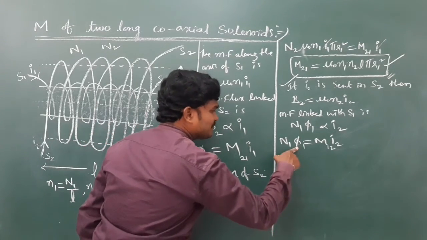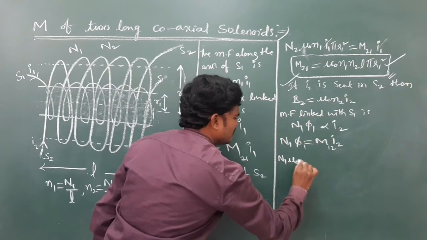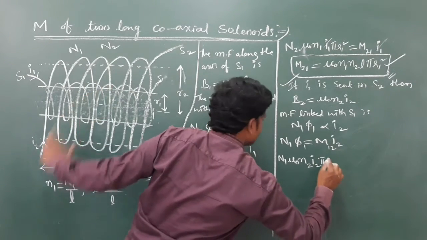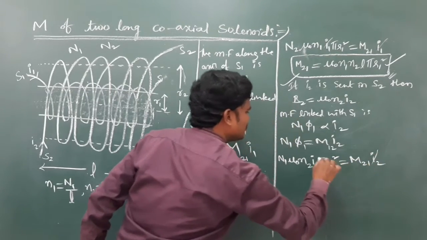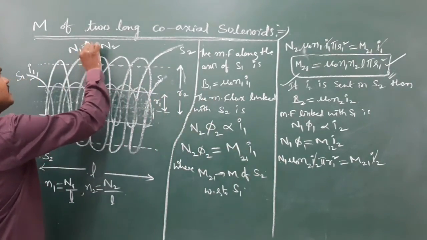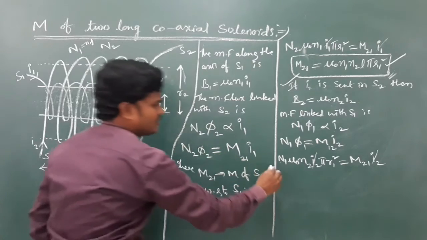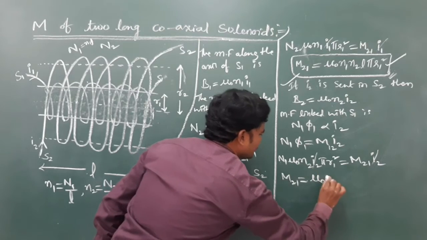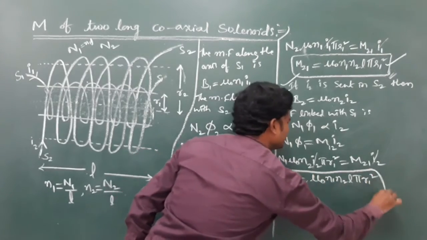Here N1 times this flux, which is nothing but the BA product. B is mu naught N2 I2. A is the area of the field region, pi R1 square. This equals M21 I2. So I2 gets cancelled, and this N1 you can write as small n1 L, because small n1 is capital N1 by L. So M21 we can write as mu naught n1 n2 L pi R1 square. See, again I got the same answer.